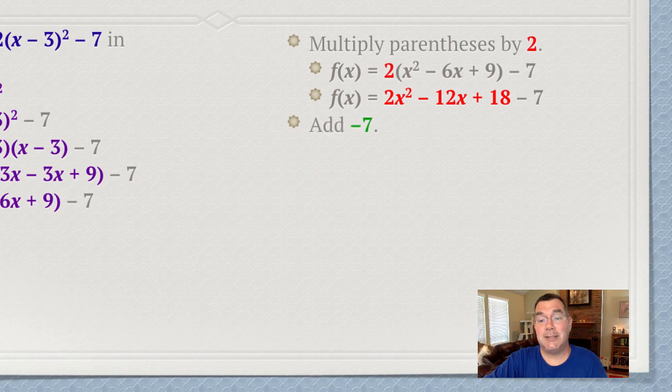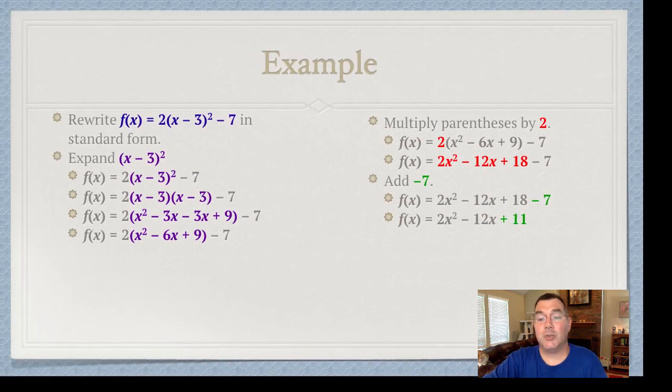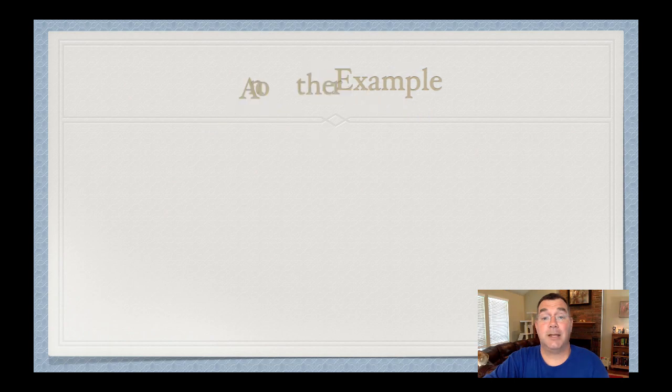So my last step in simplifying is just to add on that negative 7 or subtract 7, however you want to think about it. And then my final function becomes 2x squared minus 12x plus 11. And that is standard form, so I'm done. Okay. Another example, last example to do this.